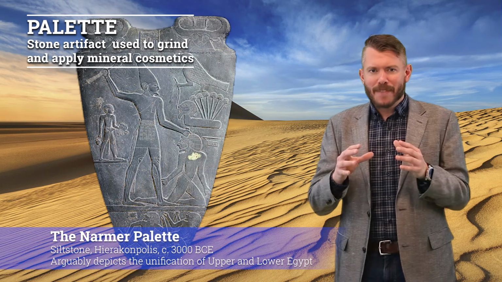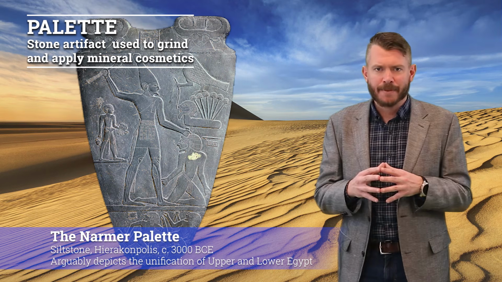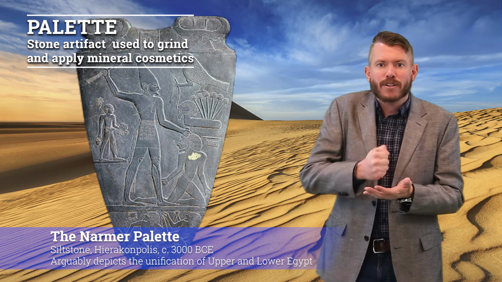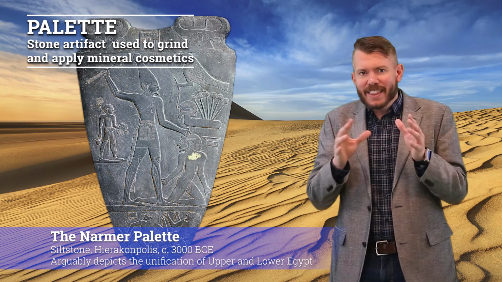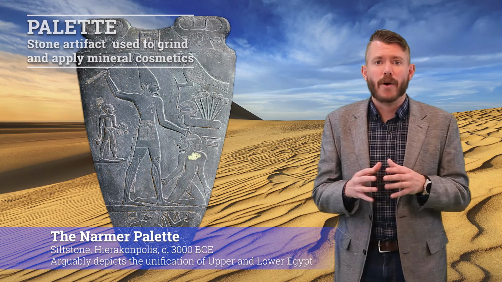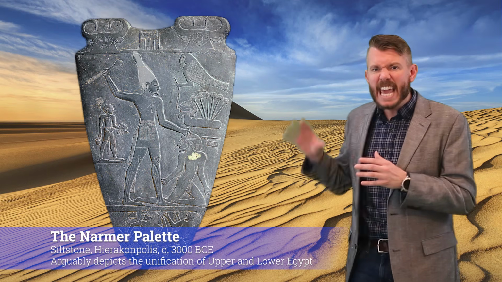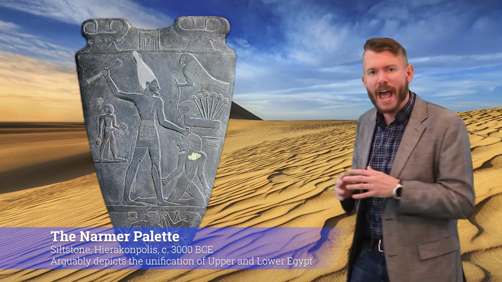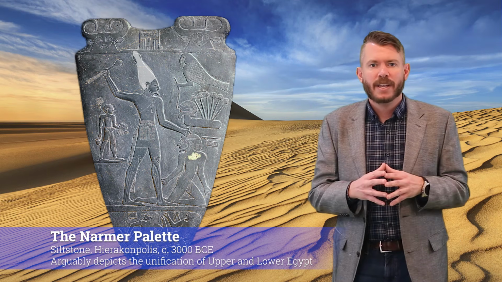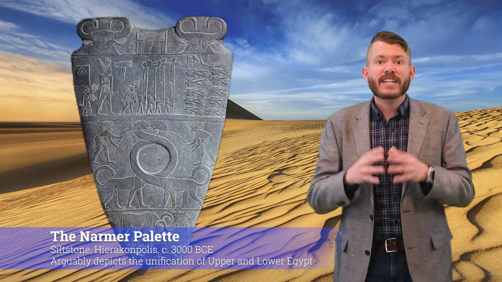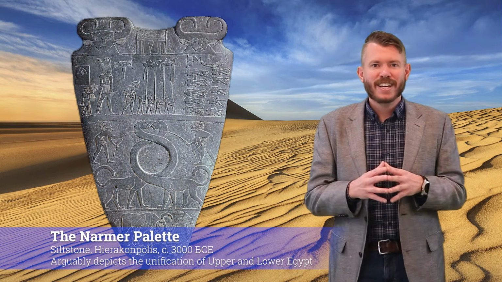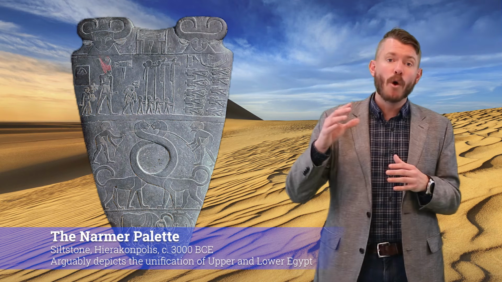The first evidence we have for the unification of Upper and Lower Egypt, however, comes from an artifact known as the Narmer palette. Now, a palette is a stone artifact that was used for grinding minerals for makeup. And in this case, it's a very highly decorated one. And we can see the king on one side wearing the white crown of Upper Egypt. And on the other side, we can see the king wearing the red crown, suggesting that he's taken power in both places.